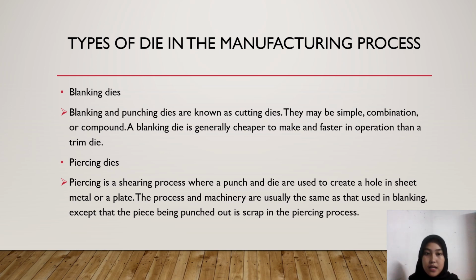Next is piercing die. Piercing is a shearing process where a punch and die are used to create a hole in sheet metal or a plate. The process and machinery are usually the same as that used in blanking, except that the piece being punched out is scrapped in the piercing process.